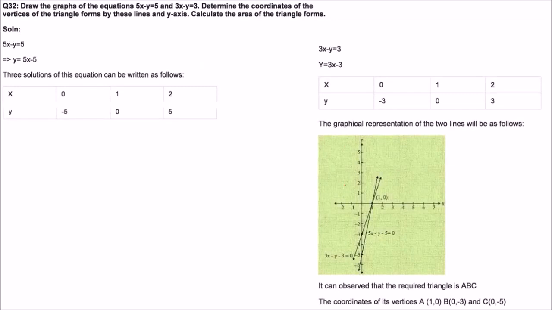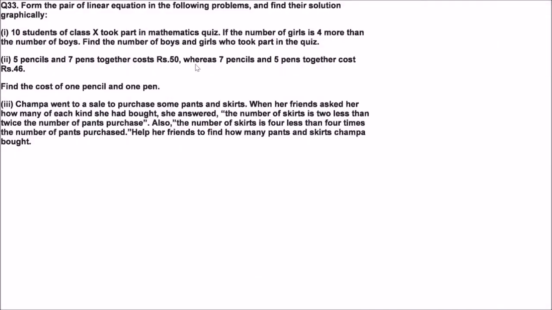Draw the graphs of these two lines, determine the coordinates of the vertices of the triangle formed by these lines and the y-axis, and calculate the area of the triangle being formed. So here the scenario is, I hope you'll be able to make the triangle, right? Now here, when we make a triangle, I'll just put some values here.